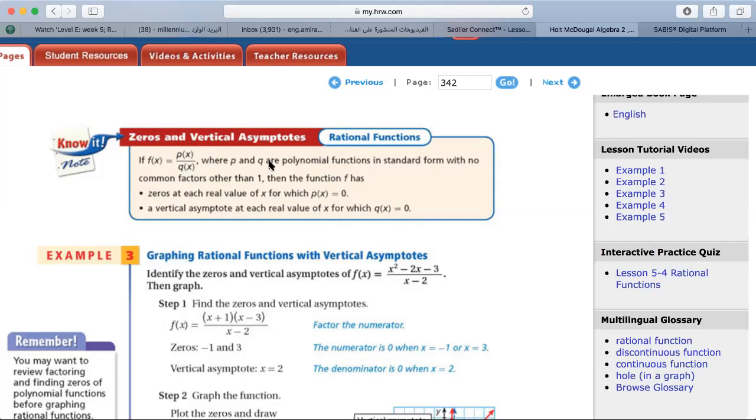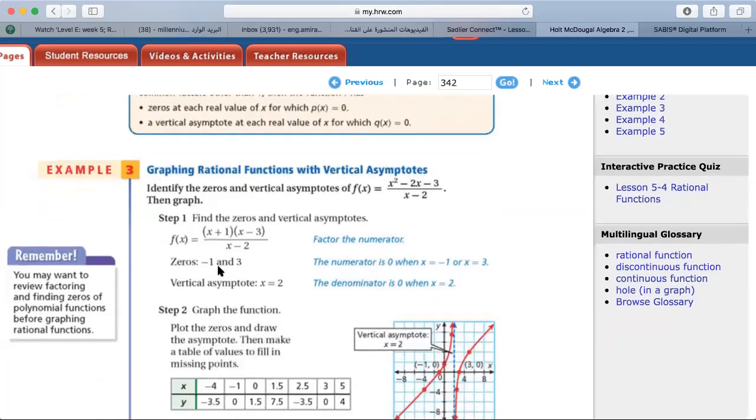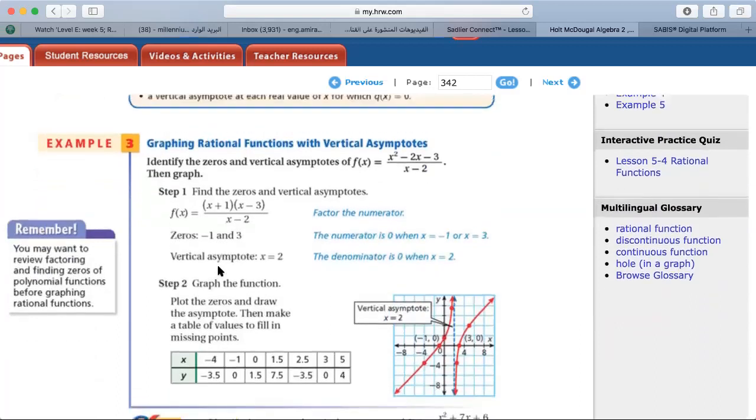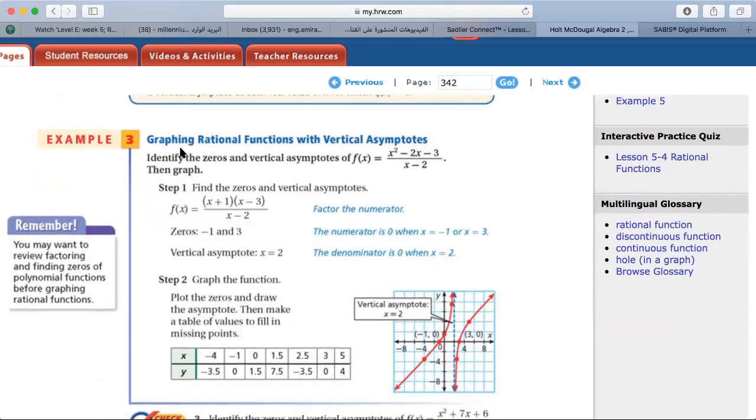So f of x has zeros at each real value of x for which p of x is equal to 0. And it also has a vertical asymptote at each real value of x where q of x is equal to 0. So it has a vertical asymptote where q of x is equal to 0, and it has zeros at each real value of x where p of x is equal to 0. Let's solve an example that will clear everything up.